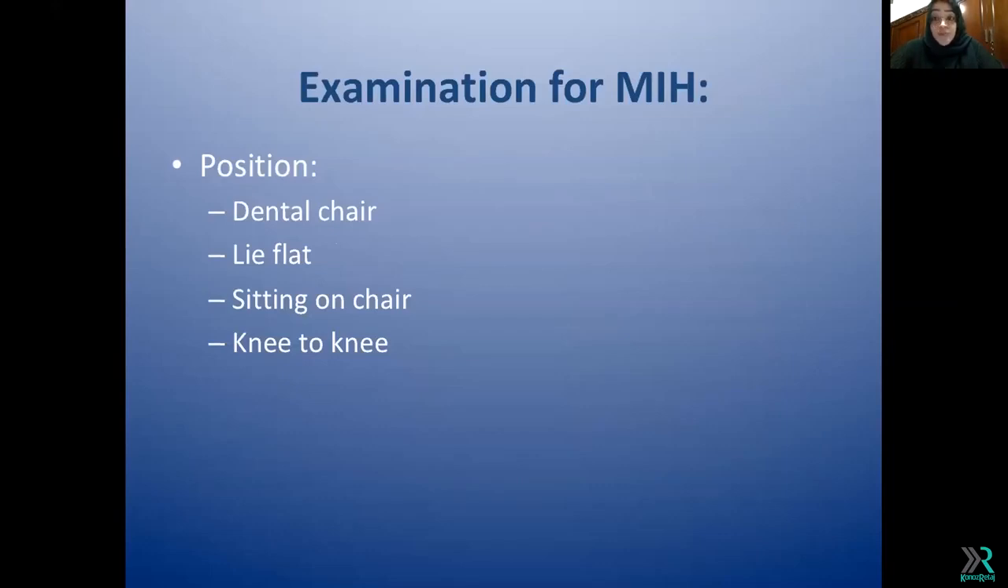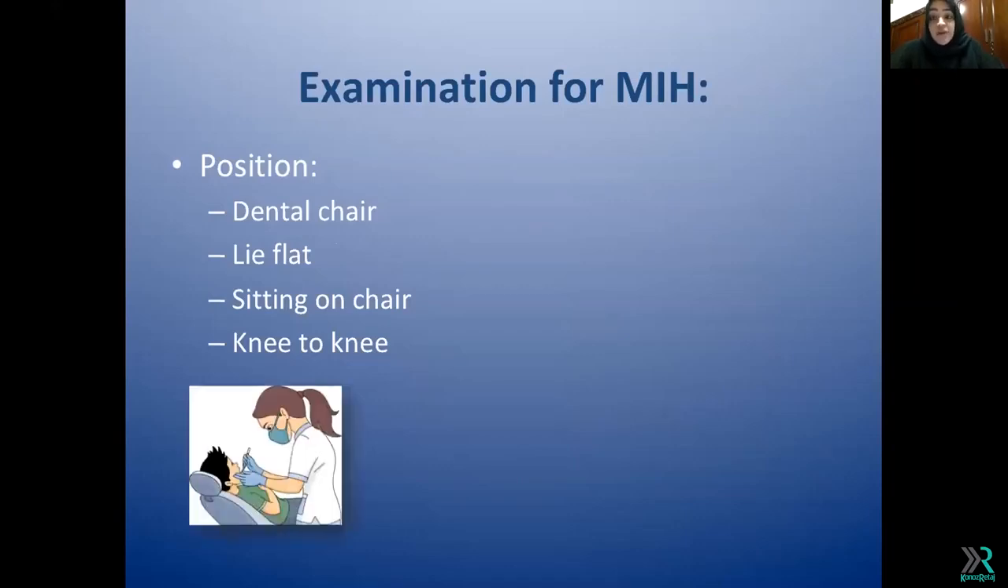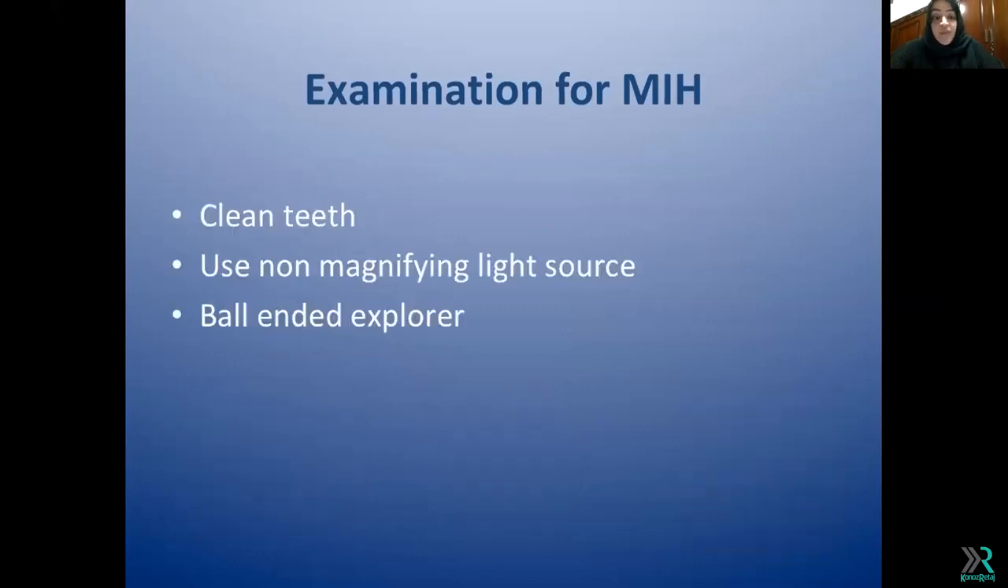Regarding the position, the ideal situation is to examine the subject while he's on the dental chair for better visualization. If this is not available, the subject should lie flat comfortably or sit on a dental chair, or if he's young, do a knee-to-knee examination. The teeth should be properly cleaned, using a non-magnifying light source and a ball-ended explorer.